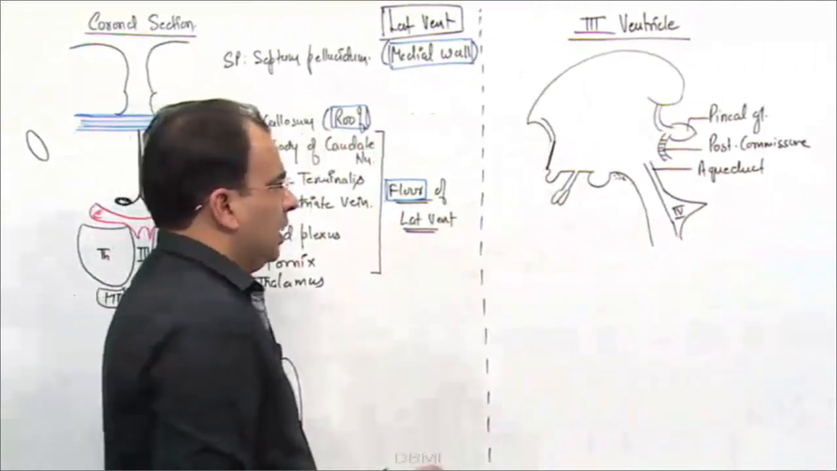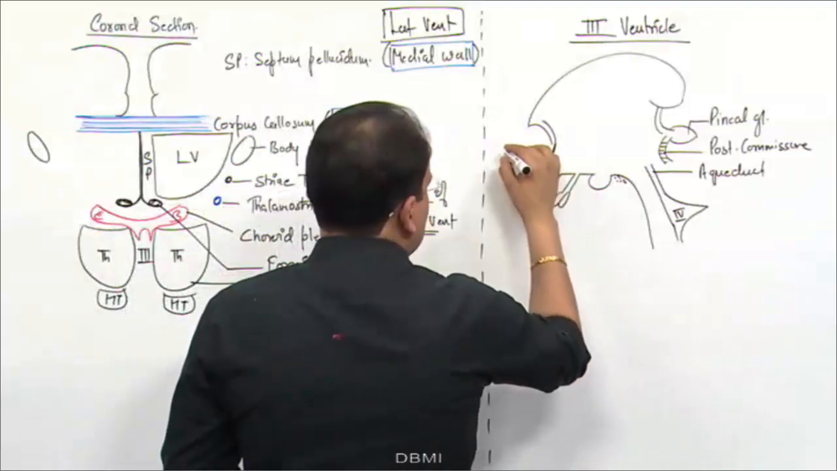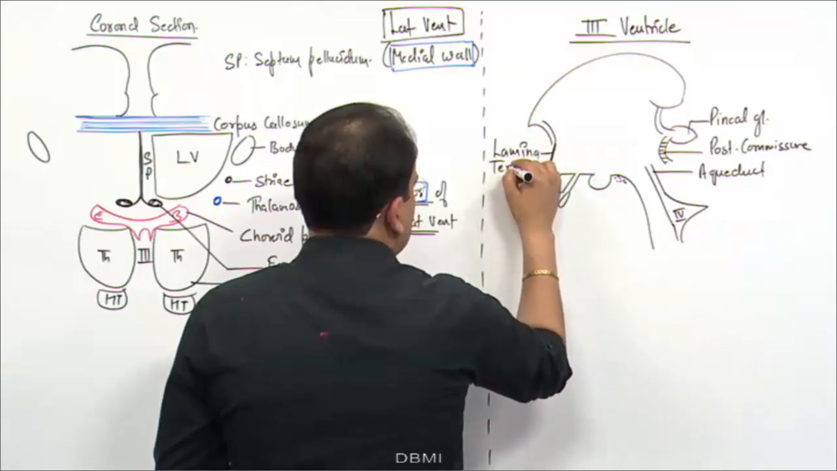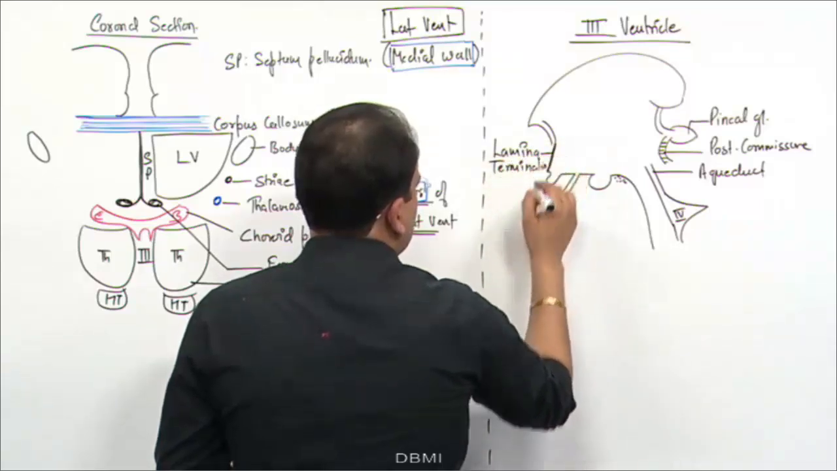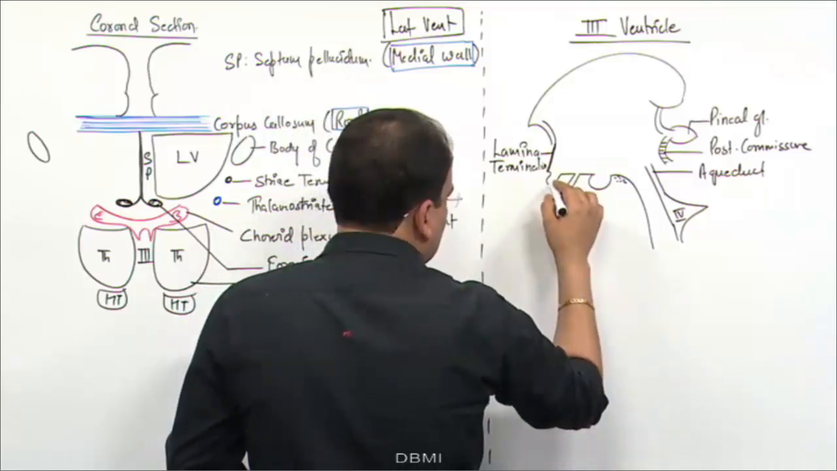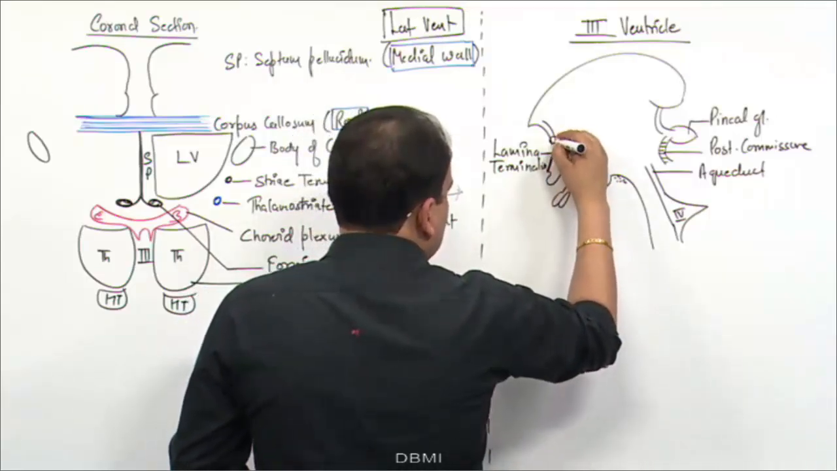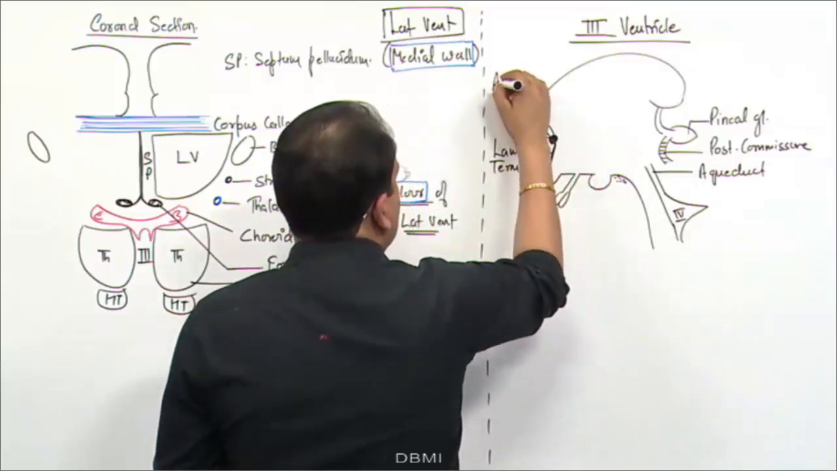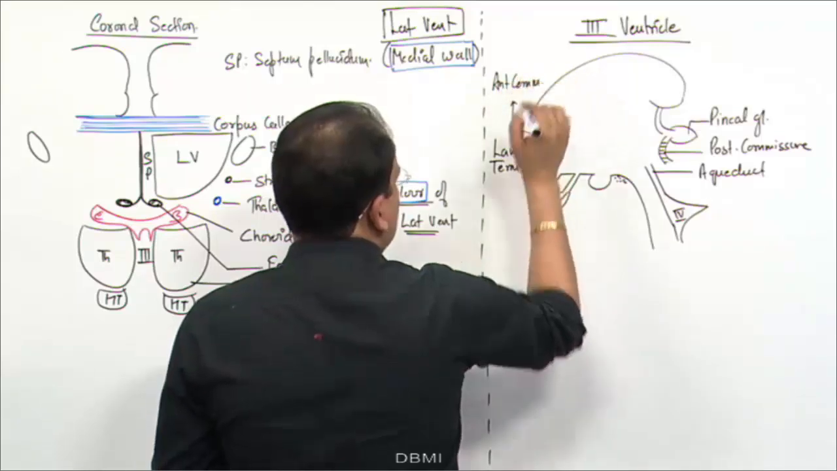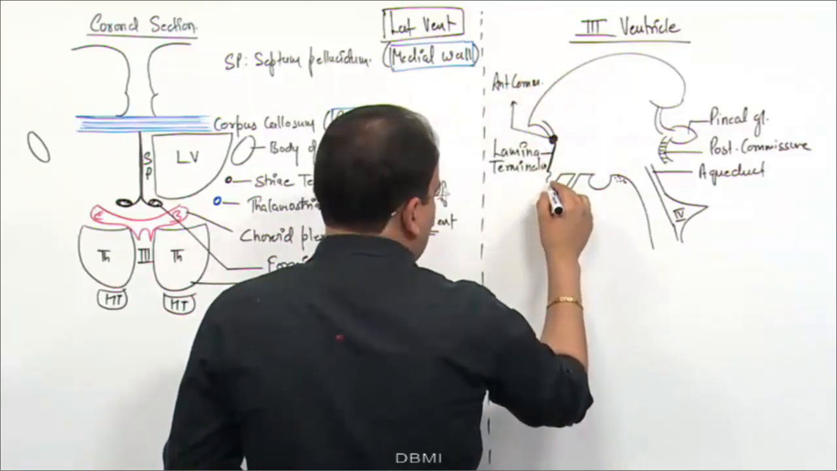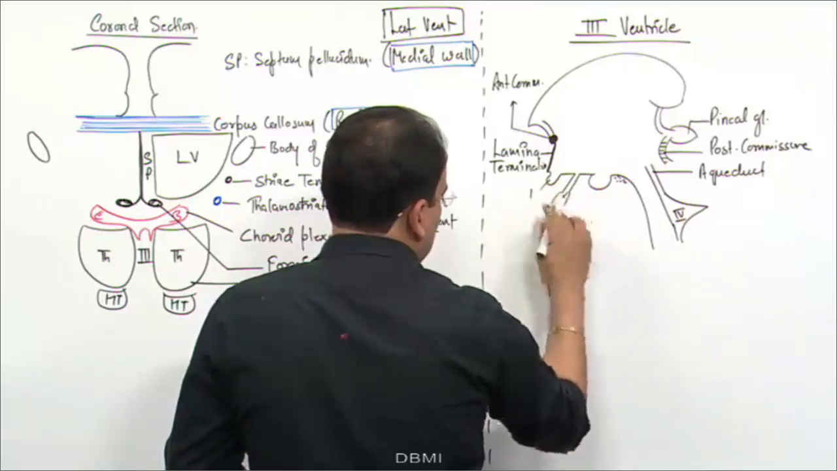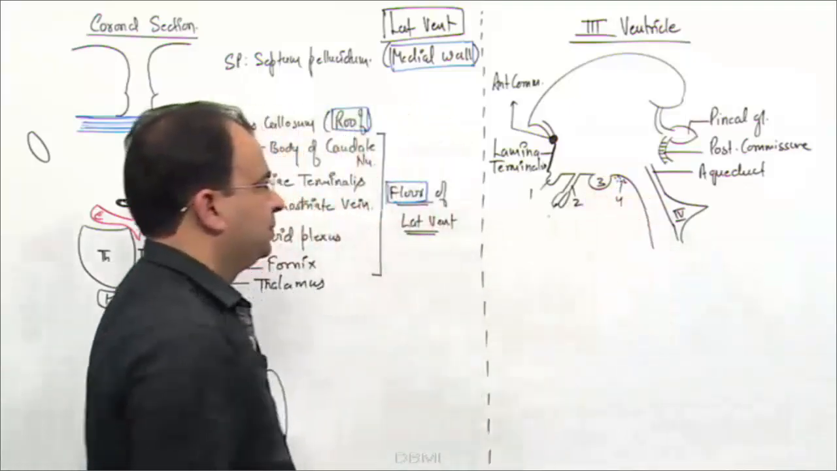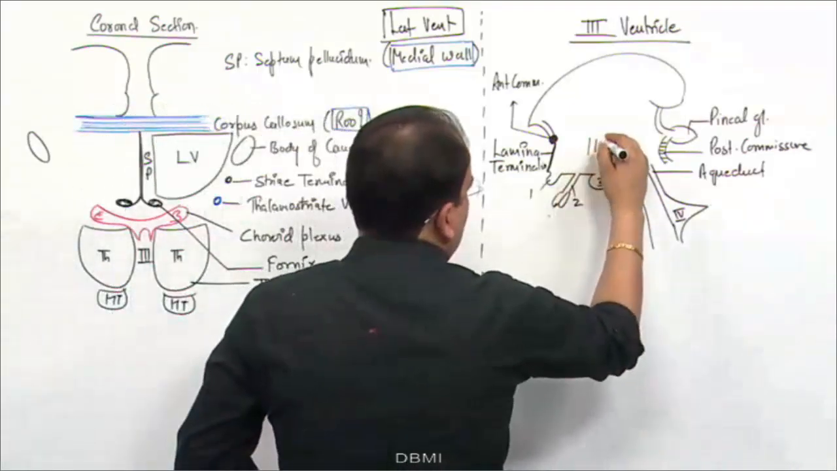Let me write it down and then I'll explain this. This is called as lamina terminalis. What commissure was there below this thing? There was the anterior commissure. If you remember, below the rostrum of corpus callosum there was anterior commissure. And these structures, I'll give you the number. This is 1, 2, 3 and 4. This is third ventricle.